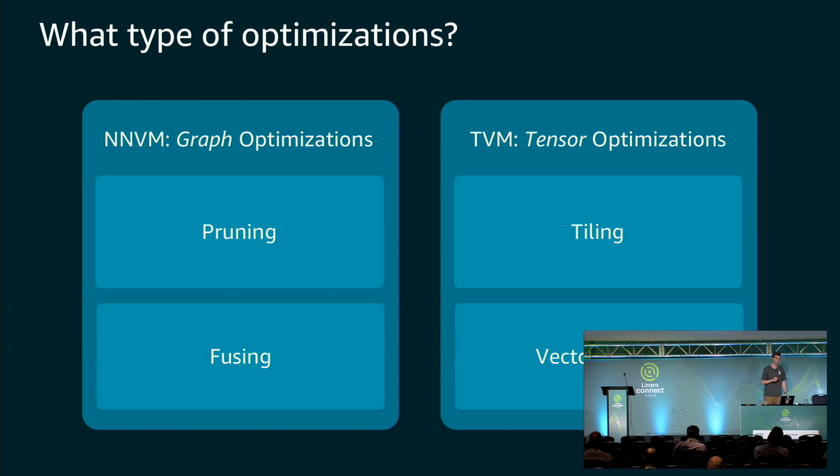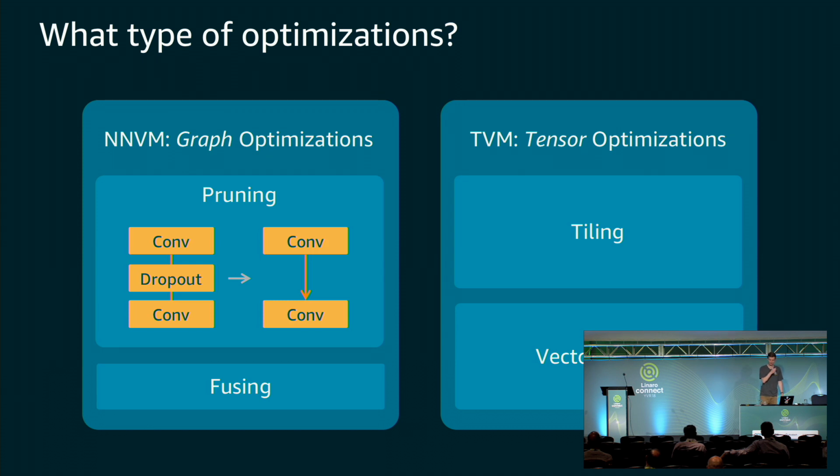So just a quick overview of the types of optimizations that the TVM stack will offer. The NNVM part is the graph optimizations, so we can look at pruning and fusing. And TVM offers tiling and vectorization. There are many more things that these do; these are just 2 examples of each.